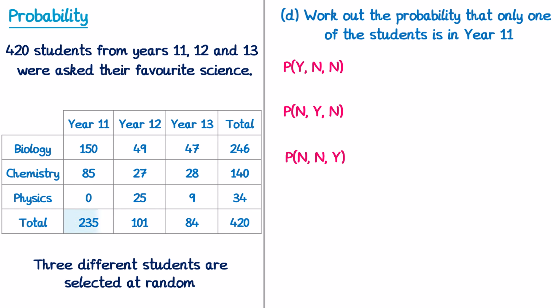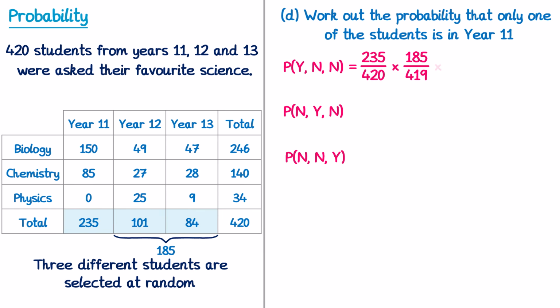There are 235 year 11 students, so the probability that the first student we select is in year 11 is 235 out of 420. We then need to multiply this by the probability the second student is not in year 11, so it must be one of these students here in year 12 or year 13. If we add those together, we get a total of 185. And since we haven't picked one of those students so far, it will still be 185, but out of 419 because we have removed one of the students, which was the year 11 that we picked first.